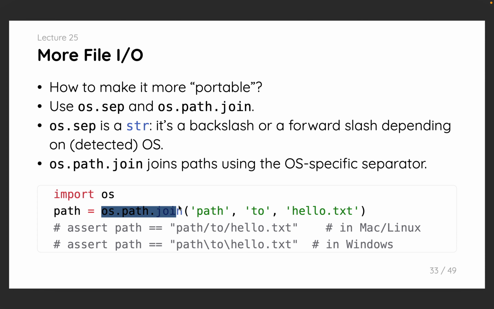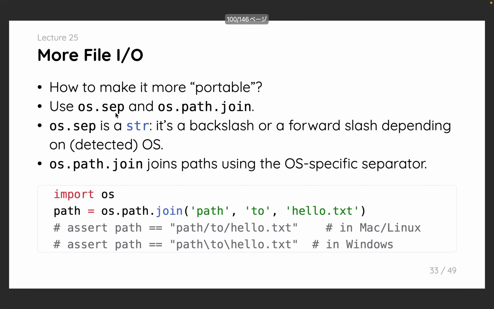If you do os.path.join, for Macs and Linux, this is going to return this, while for Windows, it's going to return a different thing. So this is an OS-dependent function. It returns different values depending on what you are running it in.